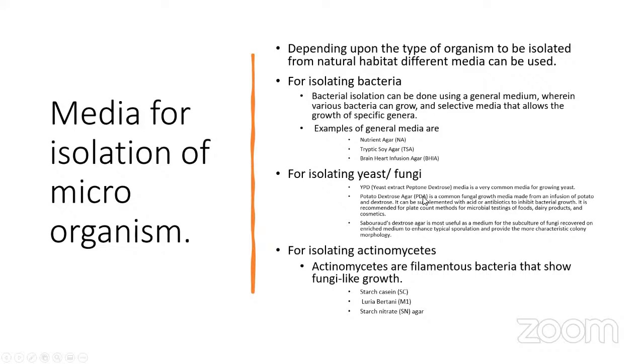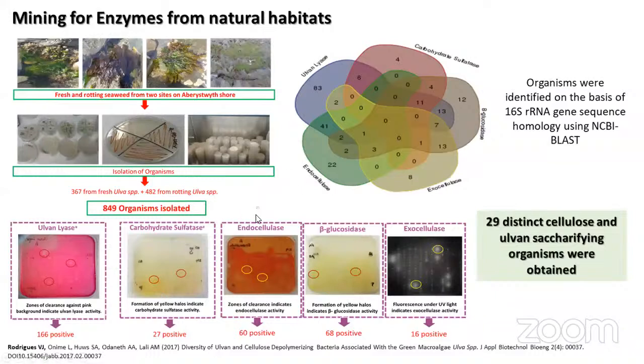Then we have potato dextrose agar, which is a common growth medium for fungi. Then we have Sabouraud dextrose agar, which is for subculturing of fungi recovered from the enriched medium. When we move to actinomycetes, these are still slow-growing organisms, much slower than even the yeast. And for these organisms, we have other sets of agars or other sets of media which are selective for these organisms.